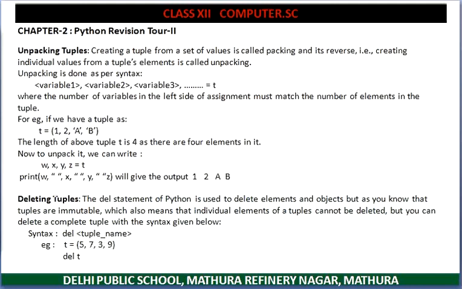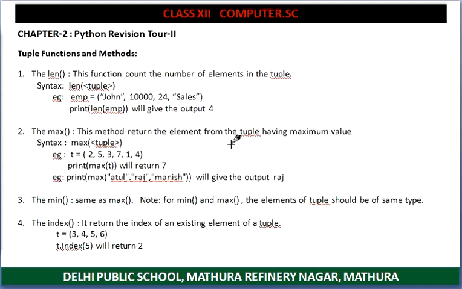Next slide. Now tuple functions. First, the len function. This function counts the number of elements in the tuple. Syntax: len(tuple). For example, emp = ('John', 10000, 24, 'sales'). print(len(emp)) will give the output 4. There are 4 elements in the tuple, so it will give the output 4. So this is the len function.